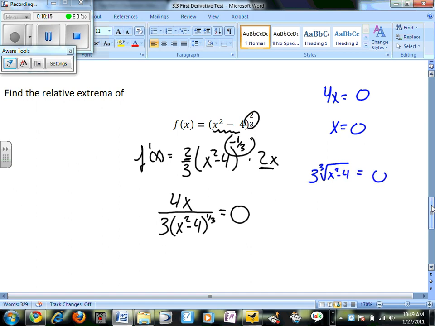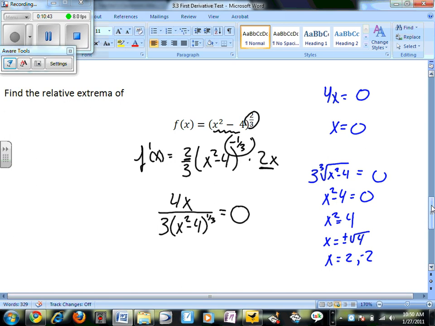I'm going to divide by 3, and I get 0. And I'm going to cube both sides, and I'm going to get 0 still. So I have x squared minus 4 equals 0. Add 4 to the other side. x squared equals 4. Take the square root, I get x equals plus or minus the square root of 4, which is x equals 2, and x equals negative 2. So actually I have 3 critical points. I have 2, negative 2, and 0.